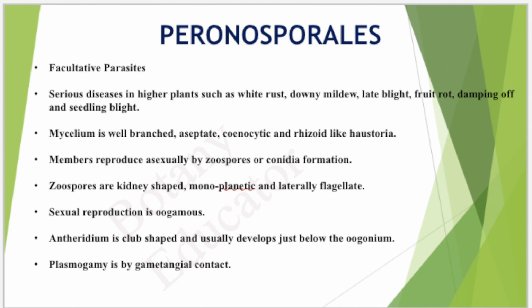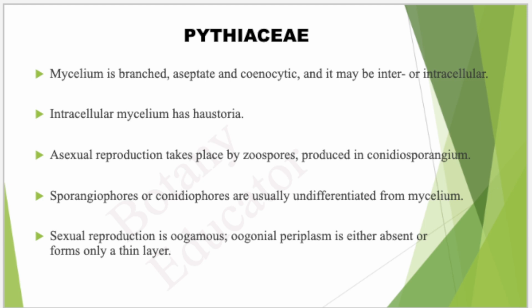Then how about its reproduction? The plasmogamy will take place by gametangial contact. How the gametangial contact occurs, we will talk about later. Now Phytophthora: its mycelium is branched, aseptate, and coenocytic. The condition is the same in this family. We will take the mycelium, it will be branched, but aseptate. No septa will be formed.